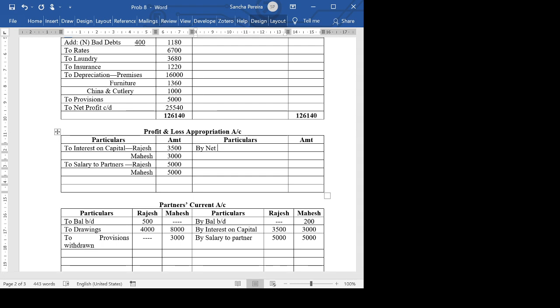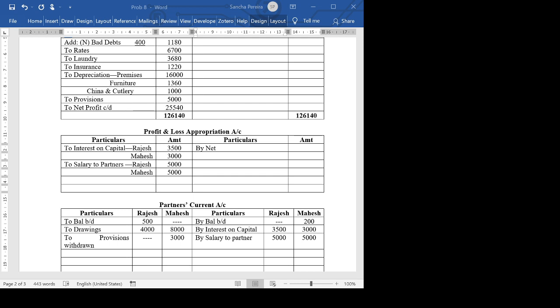Can you put it in which account? Can we put it in the... no? Why do we keep the profit and loss? Why we have the profit and loss appropriation account is to make all these allotments to the partners.